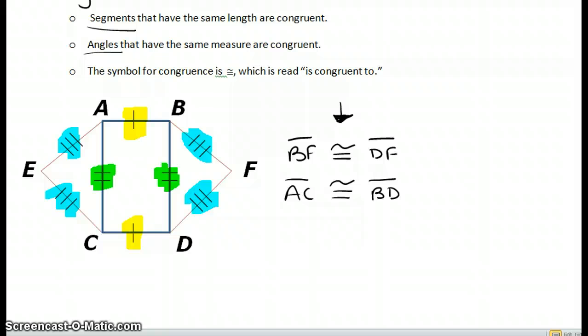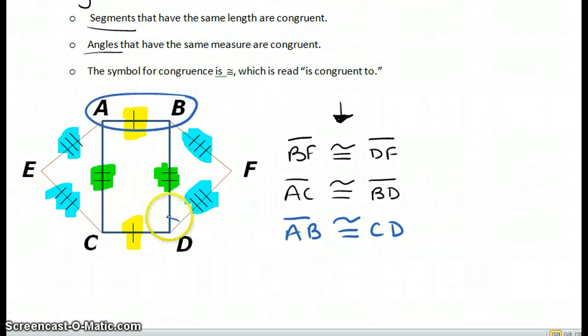Another set of congruent lines could be line segment AB is congruent to line segment CD.